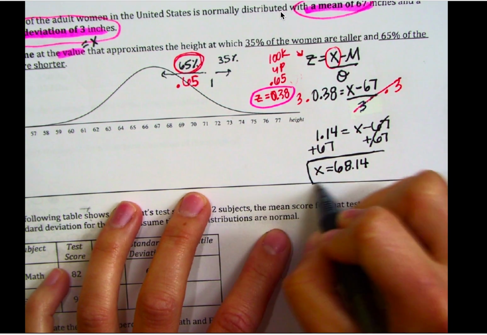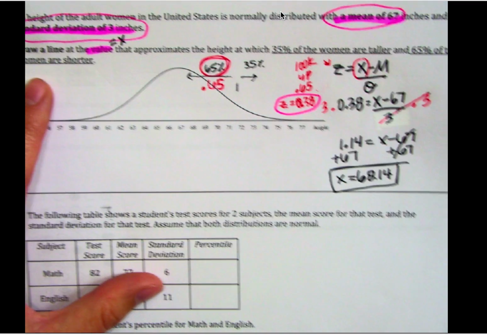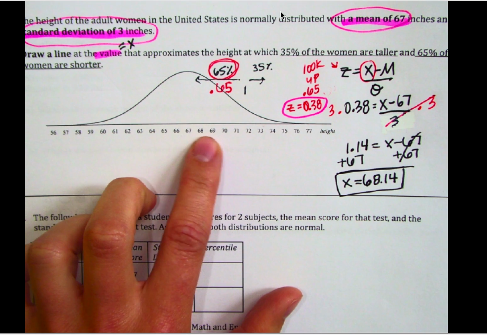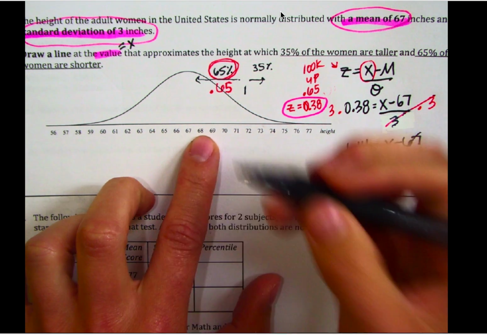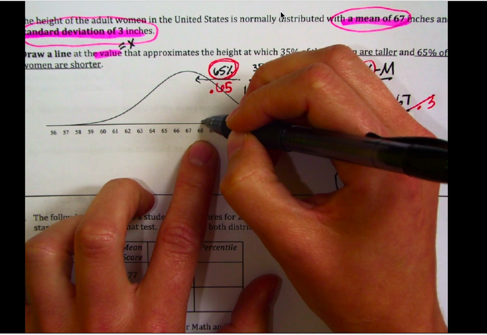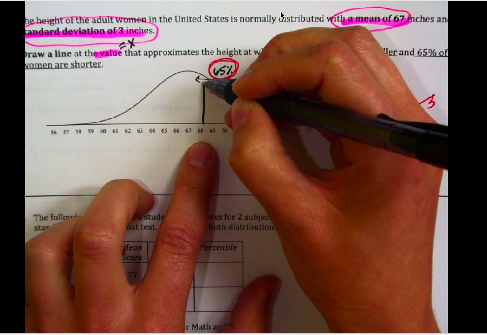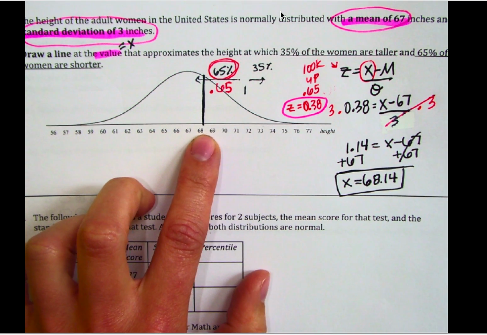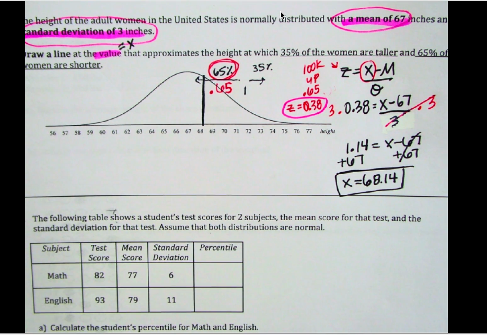So that is going to be the value we're looking for, but they want us to draw a line at the value. So here's 68, so 68.14 is going to be pretty close to 68, but a little bit above. Okay, so that would be our answer for that.